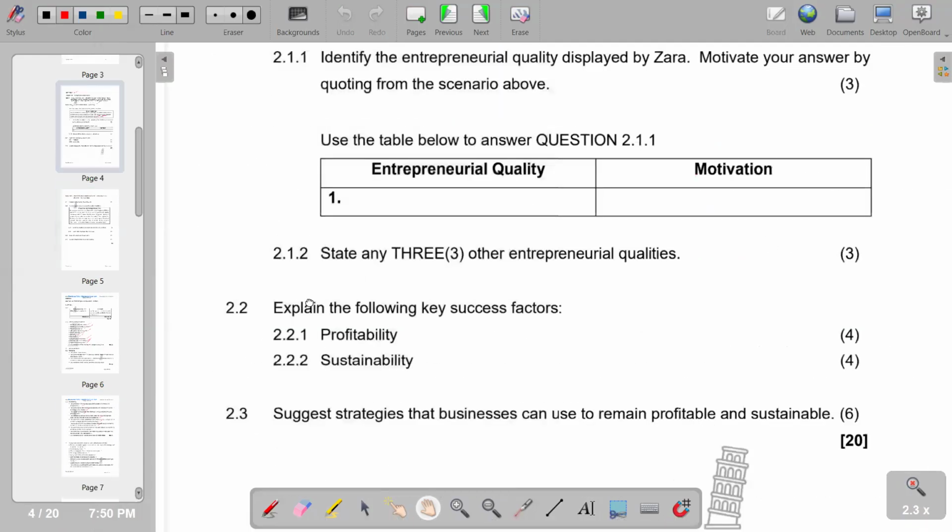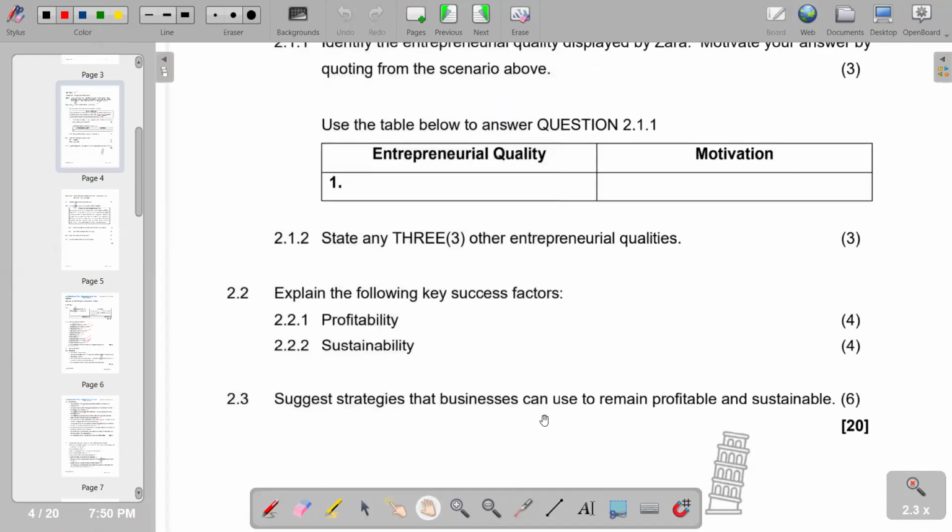The next question reads, suggest strategies that businesses can use to remain profitable and sustainable. So what are the strategies that can be employed to remain profitable and sustainable? So you see that the strategies can include maintaining a solid customer base, make sure that the customer base is strong, and also behaving ethically and being socially responsible are some of the strategies that can be employed on 2.3.